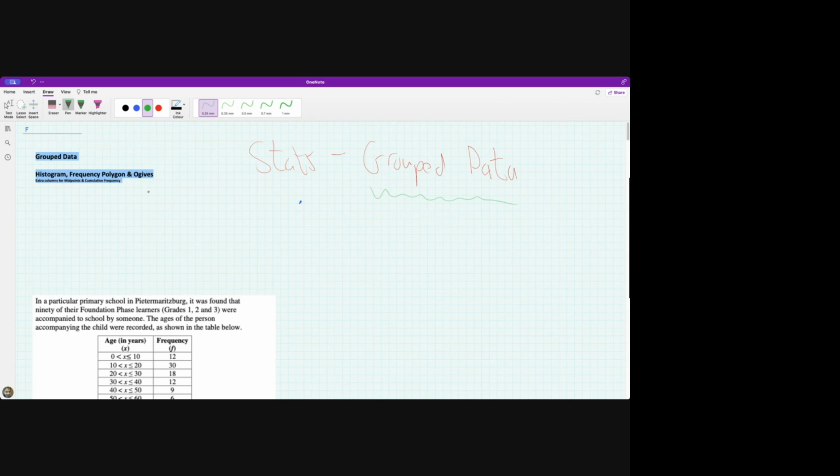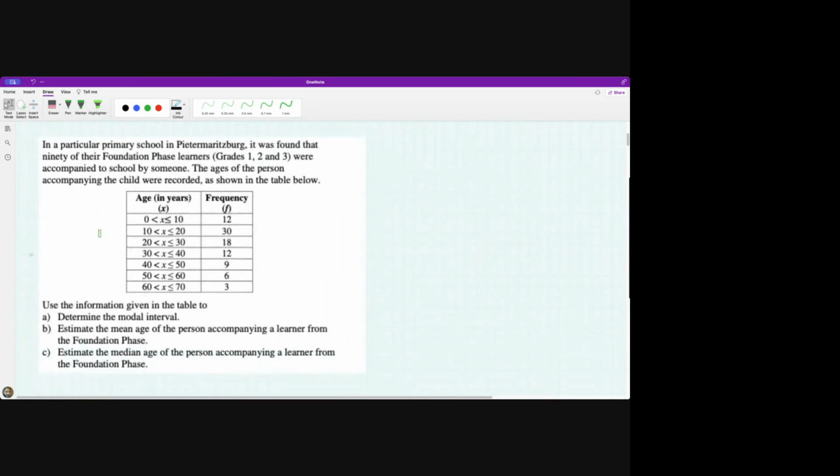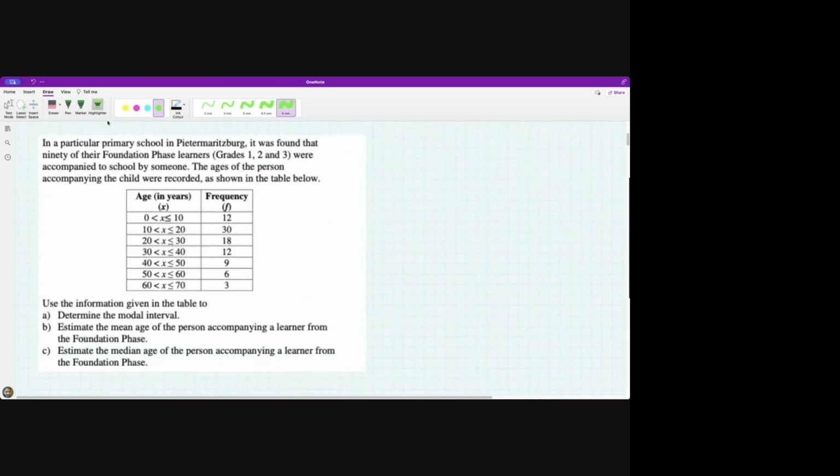We're also going to look at some graphs that we get if we take data that's in a table and represent it as a graph. The graphs we're going to talk about are the histogram, the frequency polygon, and ogives. We're going to have to add some more columns to our tables to help us. So to start today, here is an example.